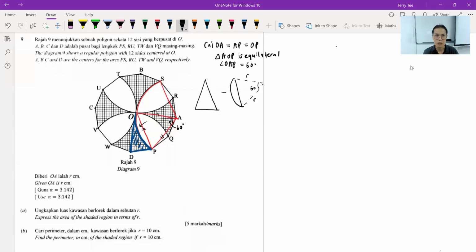The radius is not given. They say radius OA is r, so I leave it as r. We're supposed to find the area of the shaded region in terms of r. So we know we have to find the area of this triangle minus this segment. This is your segment. Then you can find this blue region here. But the question is, how many blue regions do I have here? I have 8. Now you can count. Let me label here. This is 1, 2, 3.